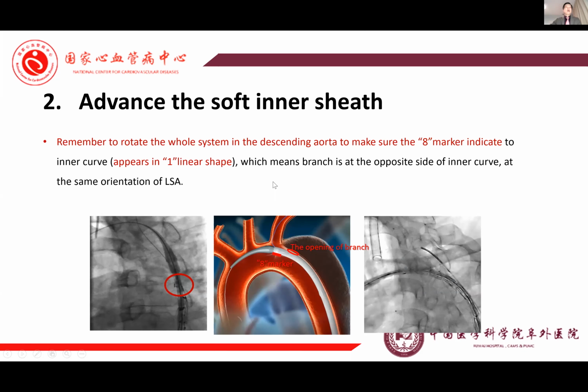So as we advance the soft inner shaft, remember to rotate the whole system in the descending aorta. That we have to emphasize. Well, the branch is at the opposite side of the inner curve, at the same time the orifice of the LSA. So like this one, you may find the branch valve is on this side to keep it straight.